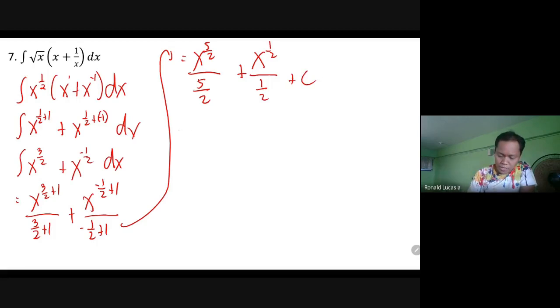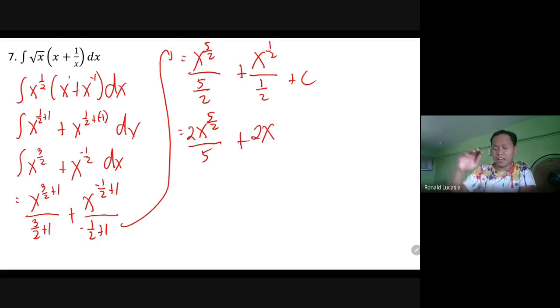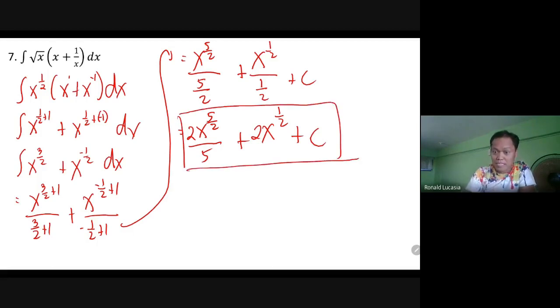Then this would be equal to 2x 5 over 2 over 5 plus 2. Yung denominator sa denominator yung iakyat mo. 2x raised to the power of 1 half plus c. I think nakuha ni Cedric. 2x to the fifth over 2 over 5 plus 2x, 1 half. Yeah, that's correct. Nakuha ni Cedric yung sagot.